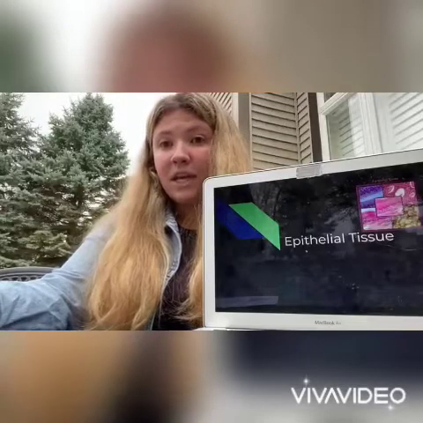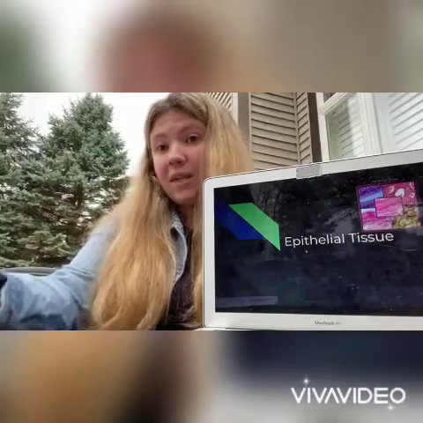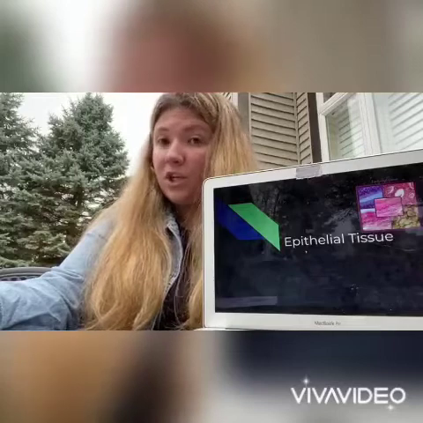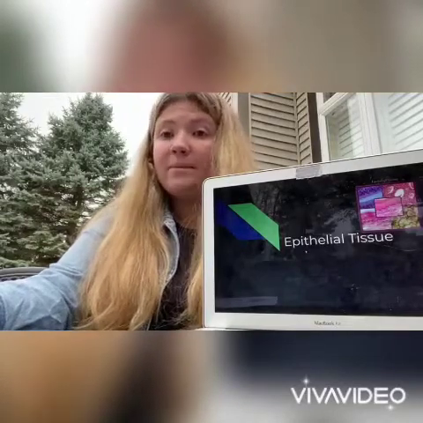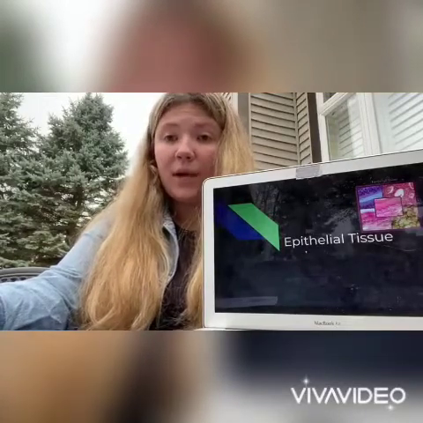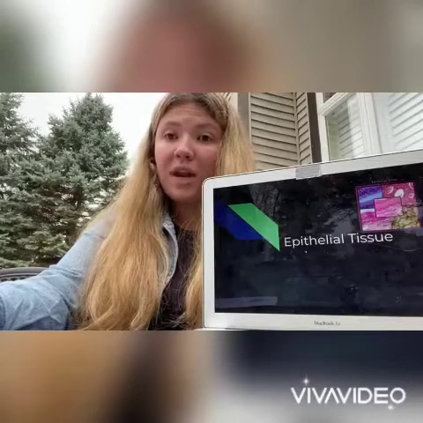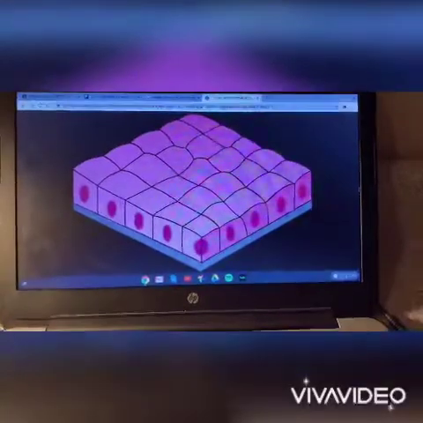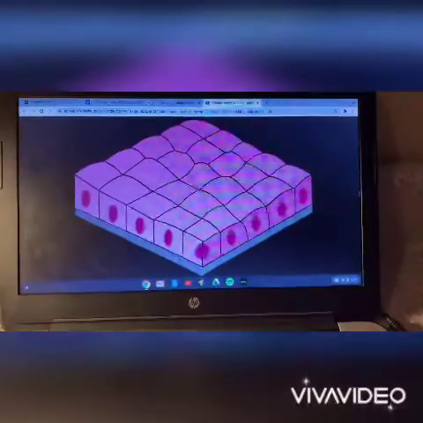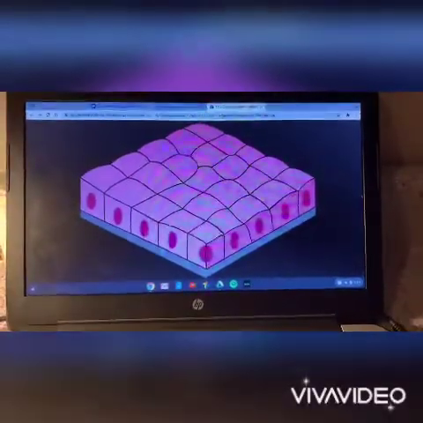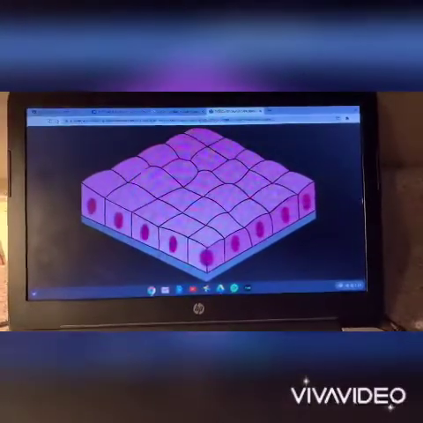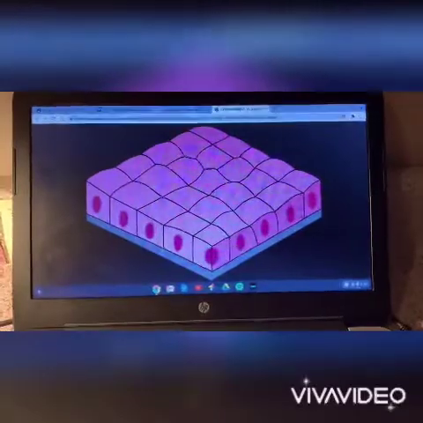There are 2 types of layers when it comes to epithelial tissue. There is simple and there's stratified. Simple is 1 layer while stratified is 2 or more. There are also 5 types of shapes: columnar, cuboidal, squamous, pseudostratified, and transitional. This is one type of epithelial, which is simple cuboidal. The main function is secretion and absorption. It is found in the glands, the kidney tubules, and ovaries.